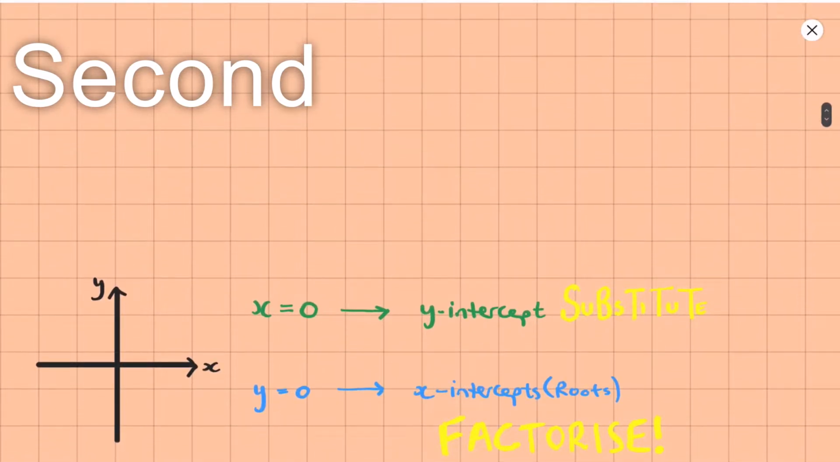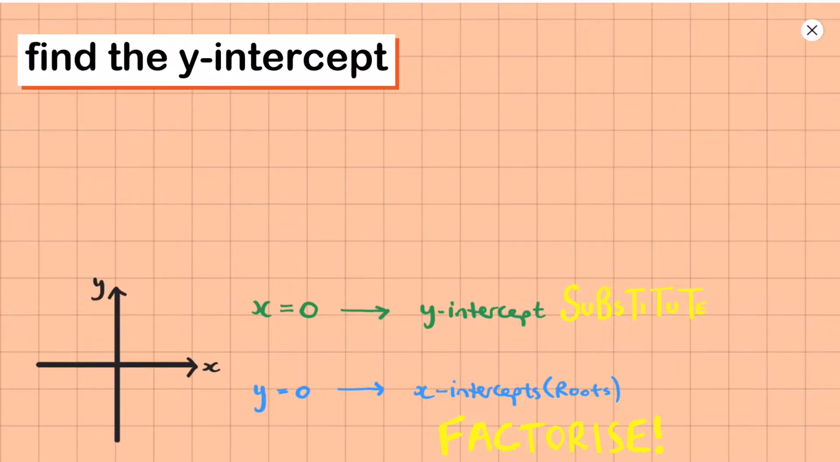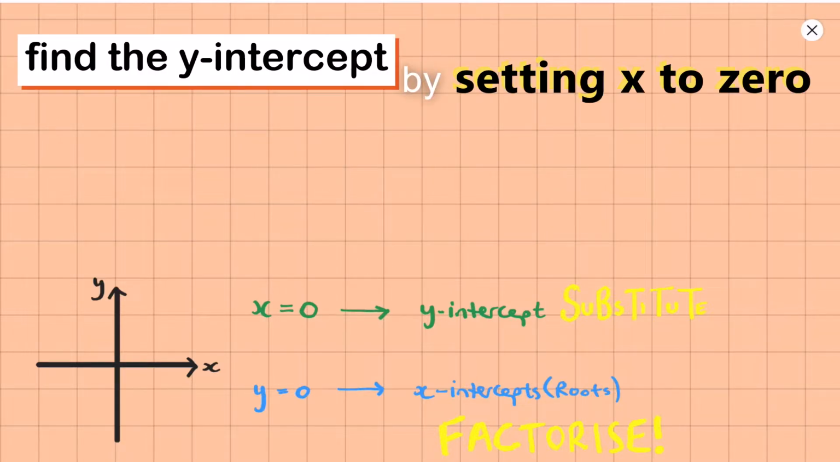Second, potentially third point is that we find the y-intercept by setting x to 0. You can see on the graph here that this point where the y-axis is where x equals 0. And if we just substitute the 0 into the equation, what we'll be left with is the intercept. This is usually the number in the equation.